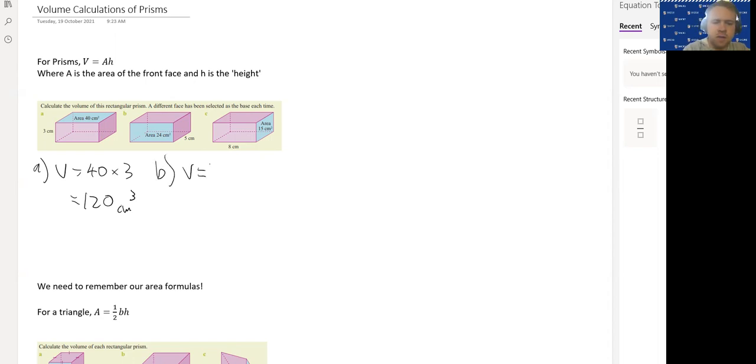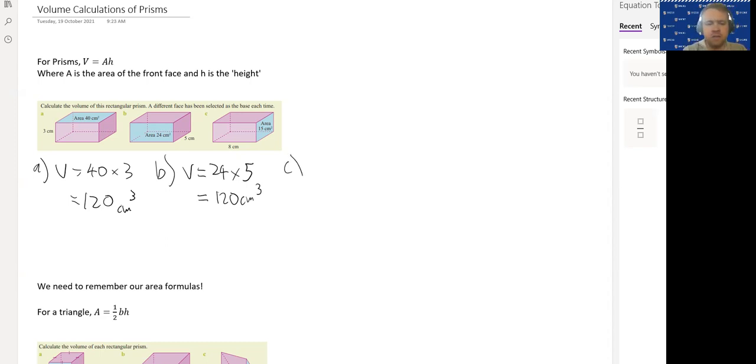Volume equals, this time the area is 24 times 5. This time we have it on the front and the height is the depth. Again, we just have to recognize that height isn't necessarily a vertical distance. So we put that into our calculator, we get 120 centimeters cubed. Make sure you get those units right.